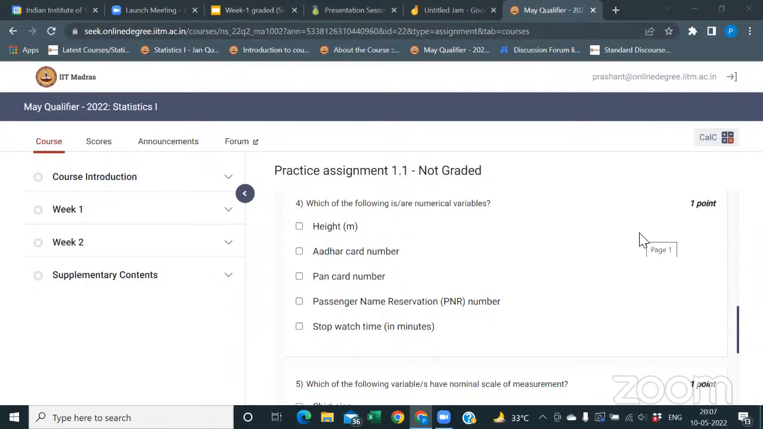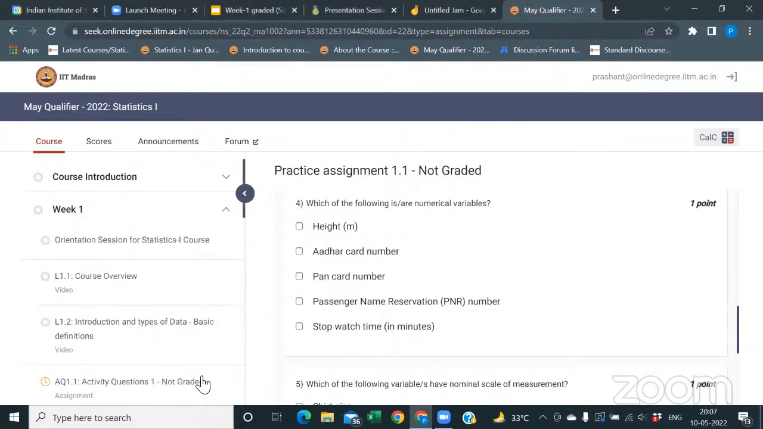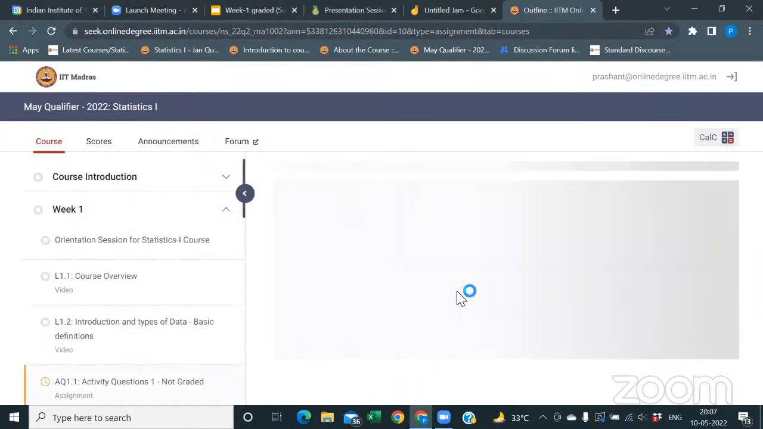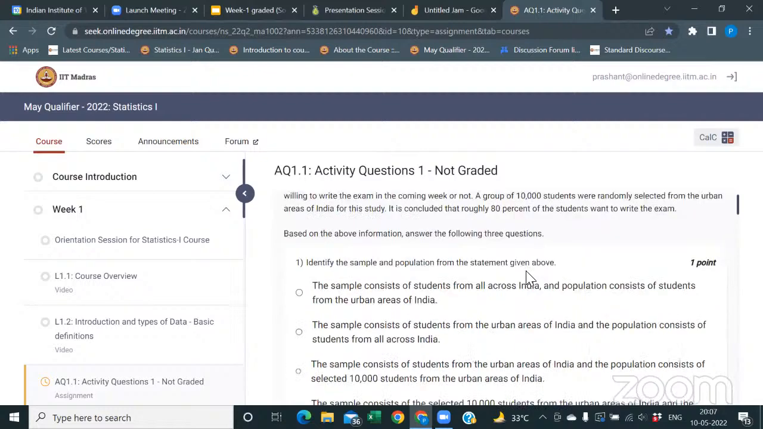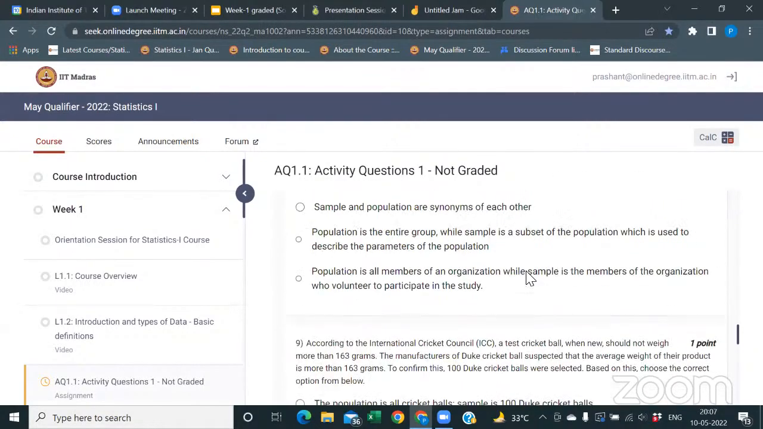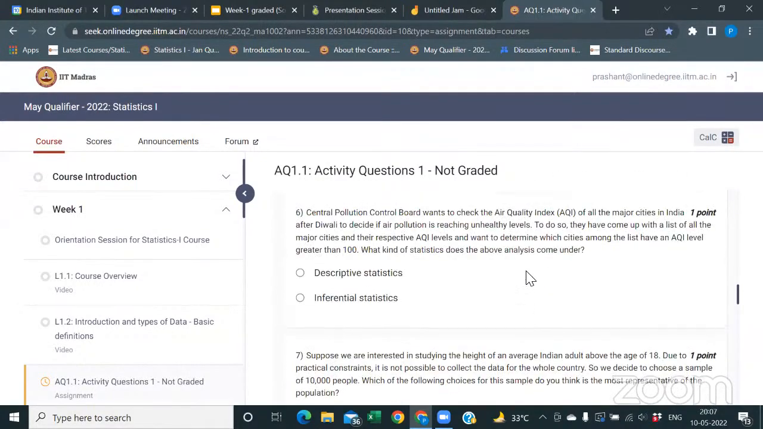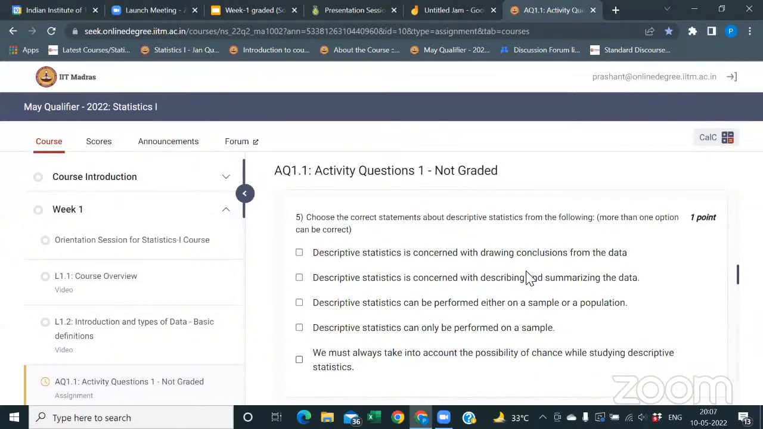Yes, but I think there is a question in Activity 1.1, question number 5. I guess option E. E. No, it's not correct, right?